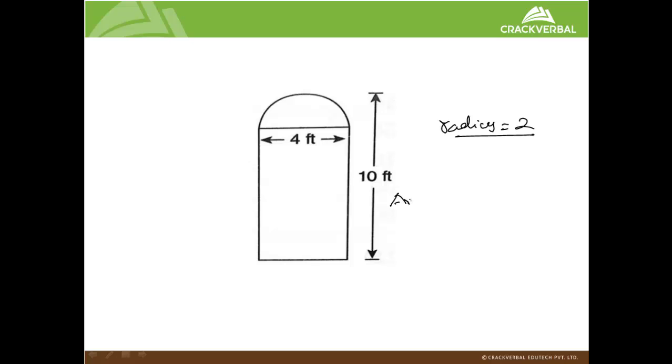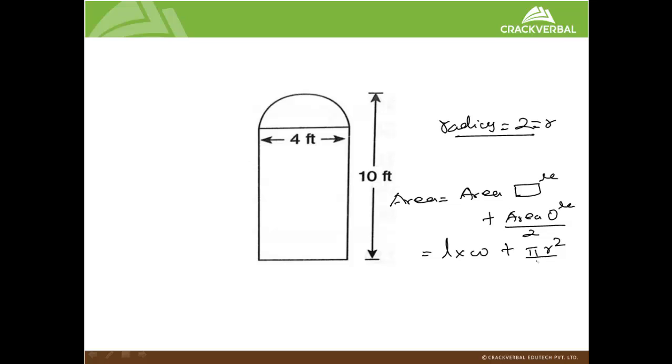To find the area of this, we have to find the area of the rectangle plus the area of the circle. The area of the rectangle is nothing but length times width, that is base times height, plus the area of the circle. Here it's not a full circle, it is only a semicircle, so we have to find the area of the semicircle. The area of a semicircle is nothing but the area of the circle divided by 2. The area of a circle is pi r squared, where r is the radius, so pi r squared by 2.